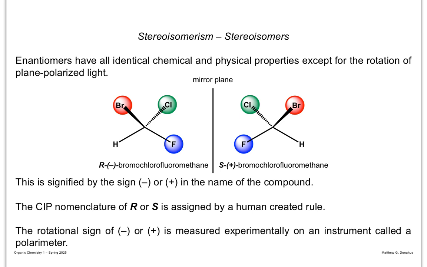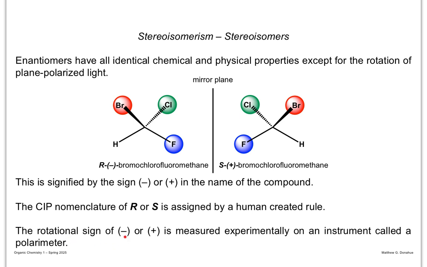Furthermore, do not assume that R is always minus and S is always plus. It has to be measured. So with a stereogenic center being R, it does not imply that it's always minus. It has to be measured.